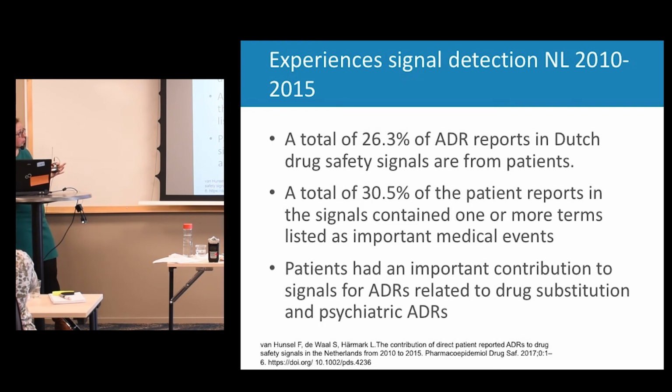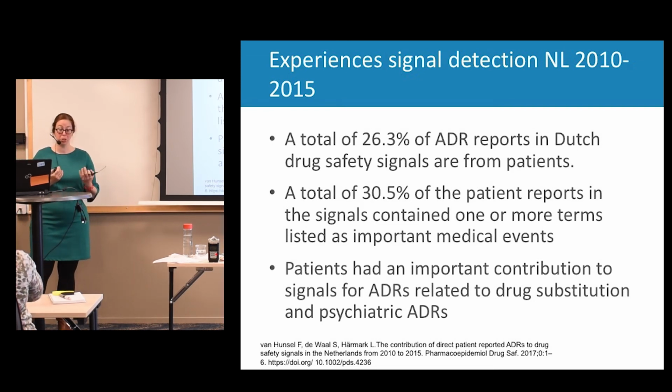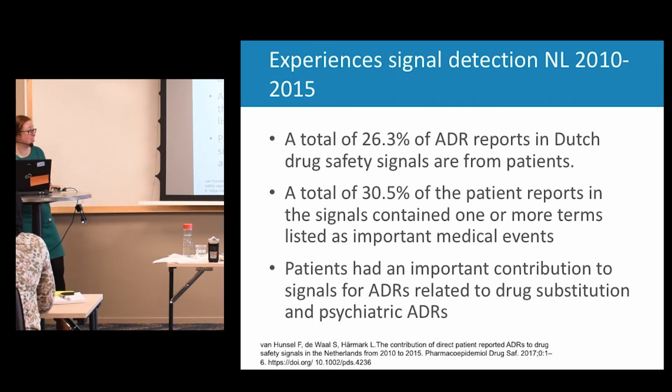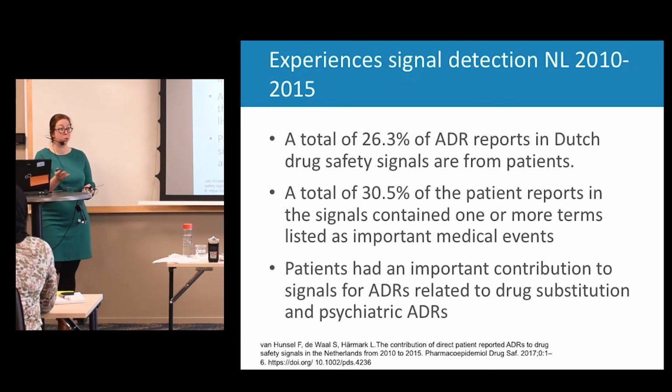And we also compare it with the healthcare professional reports on what type of signal would patients have an additional contribution to. Actually, it's very spread out on all system organ classes. There's not one type of signal that you can find with patient reports. We did see that there's more, at least in the Netherlands, drug substitution is something that patients report a lot about. We had some signals on substitution, for instance, from brand to generic medication, or different generics compared to each other, where patients had a large contribution. I would have to say together with the pharmacy reports as well. And also patients reported more about psychiatric ADRs in the signals. And that is also something that I think they're very able to describe what happens to them.